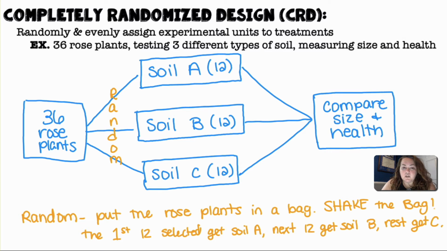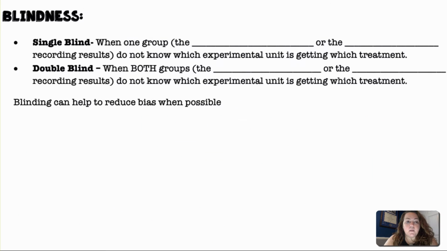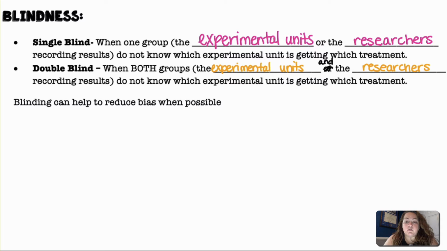There are multiple ways you could have written that out, but that is what random assignment would look like. Blindness. Single blind is when one group, the experimental units or the researcher recording the results, does not know which experimental unit is getting which treatment. Double blind is when both groups, the experimental units and the researchers recording the results, do not know which experimental unit is getting which treatment. Blinding can help to reduce bias when it's possible.